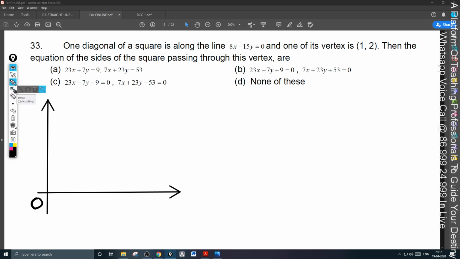So y is equal to 8 by 15x. Let me write the line now. This is one diagonal. One point is given to be 1, 2. This is the diagonal.